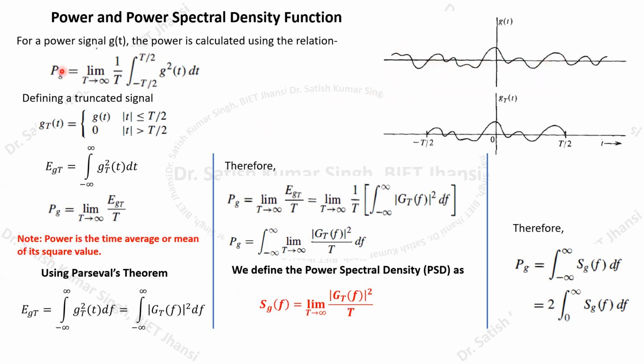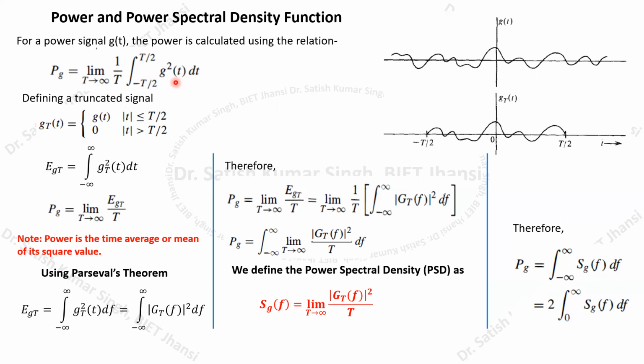Then obviously this power will be defined as Pg equals limit T tends to infinity 1 upon T integration over minus T by 2 to T by 2 g square dt. So this way we can define this power. Okay, you remember that all these energies and powers are the normalized energies and powers. I have already explained it a number of times. It is calculated with respect to a load value equal to 1 ohm, right?